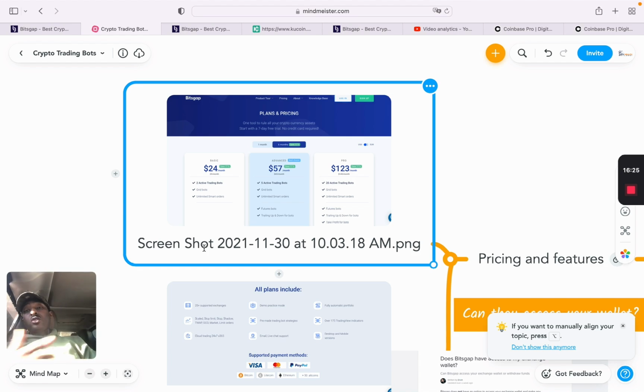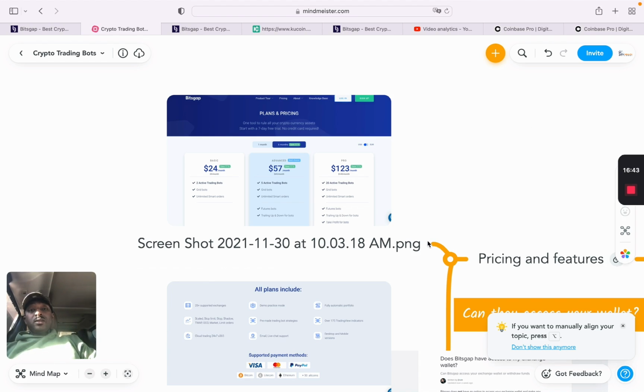For me, that's what I'm planning to do until I get up to a point where I'm making more than the $24 a month, because then I feel like my break even is there and I can afford to up it to the next one. Especially if I can make $57 a month on 2 bots, then I'll definitely upgrade to the advanced plan. But yeah, they don't take any fees.